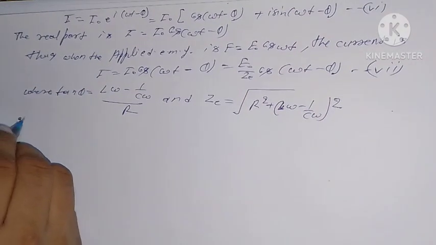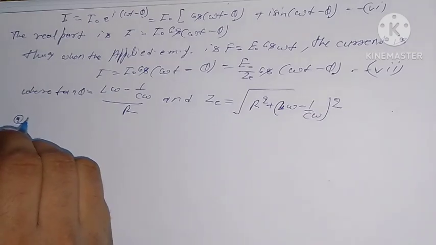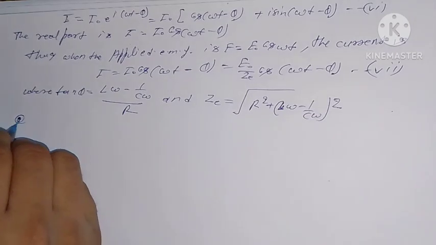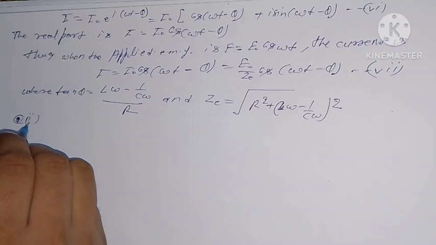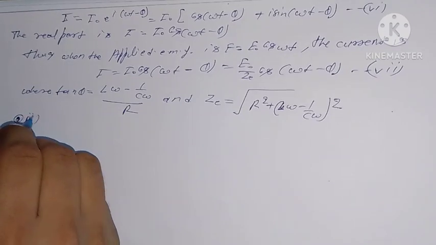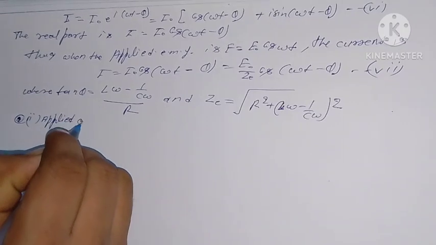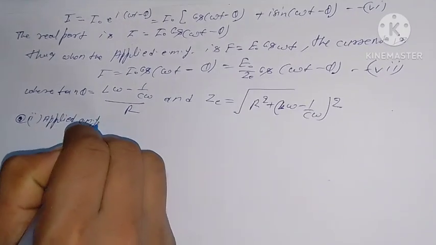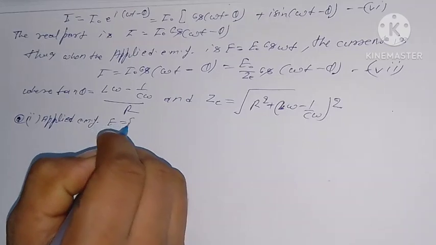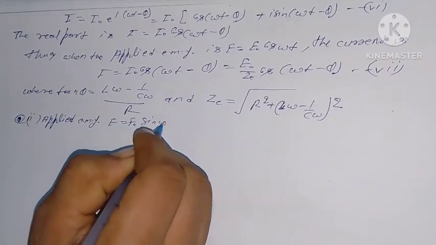Second point. Current in parallel... applied EMF E equal to E naught sin omega t.